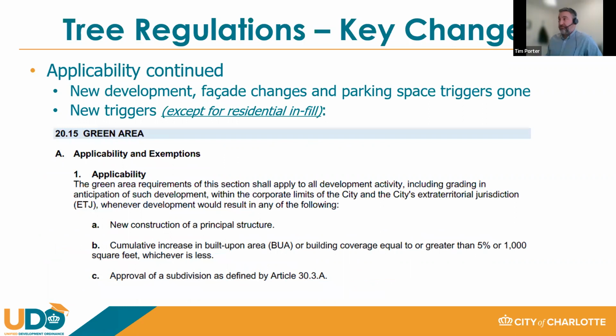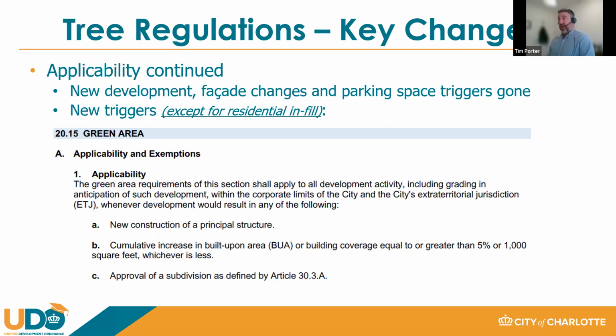So getting right into the applicability, the triggers of just the broad new development trigger, facade changes, and minimum parking spaces are gone. They're removed. The new triggers are what you see there in 20.15: construction of a principal structure, cumulative increase of BUA or building coverage, or approval as a subdivision development.